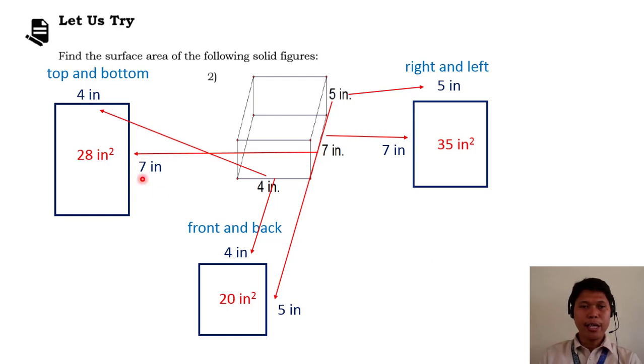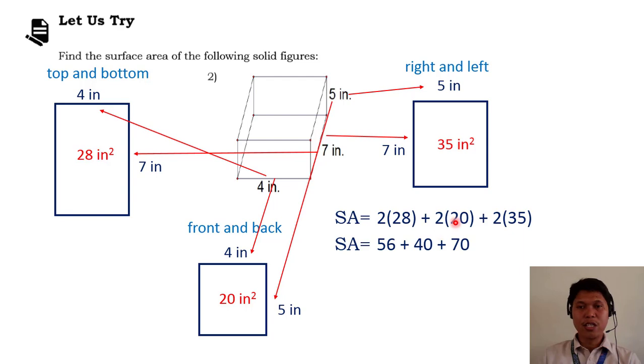Then we are going to combine. We have 2 times 28. We need to multiply it by 2 because there are 2 bases, the top and the bottom. Okay, 2 times 20 and 2 times 35. So 2 times 28 is equal to 56. 2 times 20 is equal to 40, and 2 times 35 is equal to 70. And if we combine them, it is 166 square inches. And this is our surface area of figure number 2.